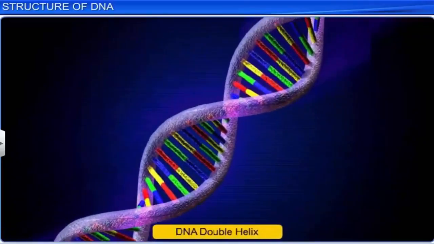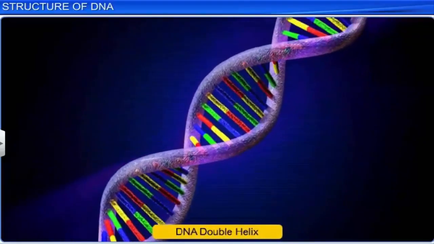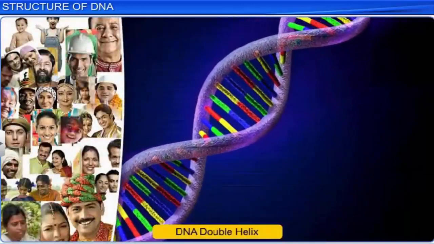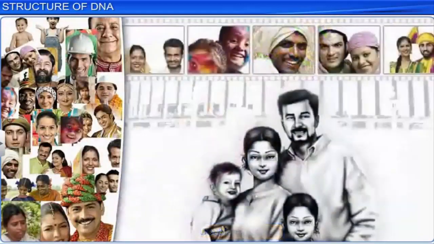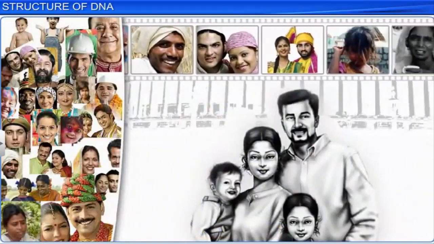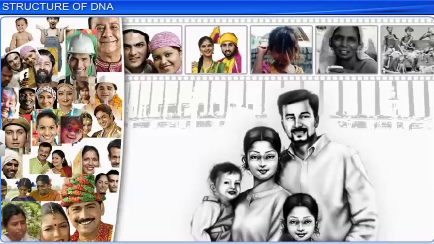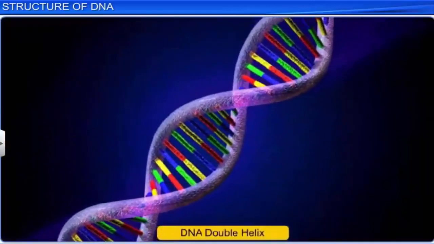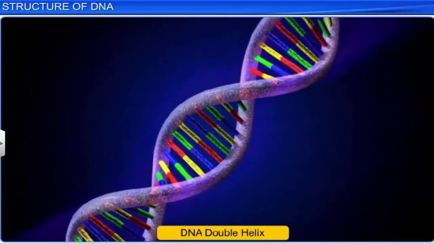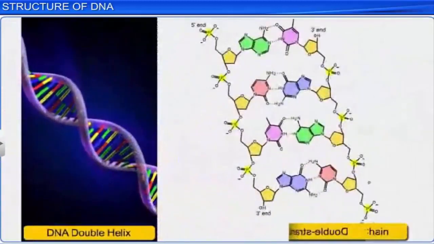Did you know that DNA, or deoxyribonucleic acid, in all human beings is 99.9% identical? It is that 0.1% difference that makes us all unique. DNA derives its name from deoxyribonucleic acid, a type of nucleic acid.